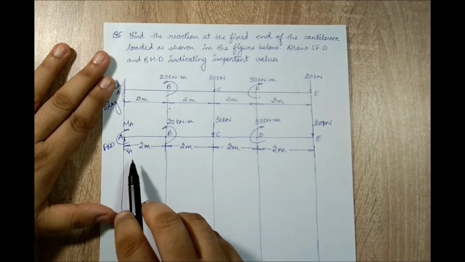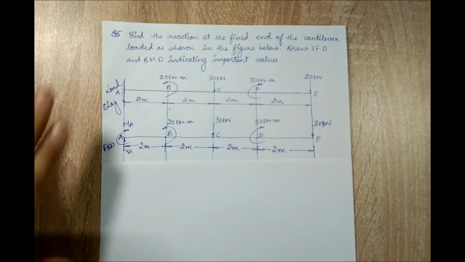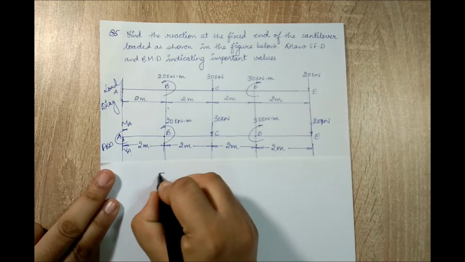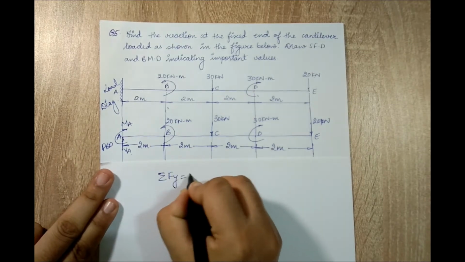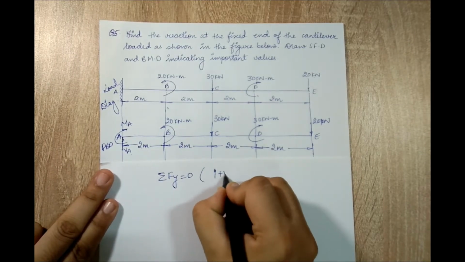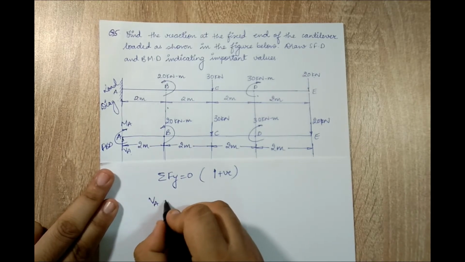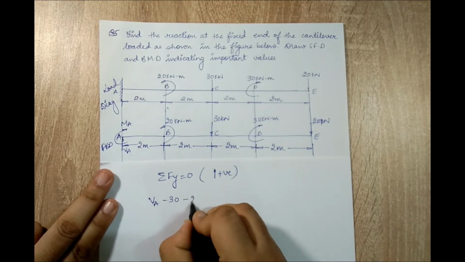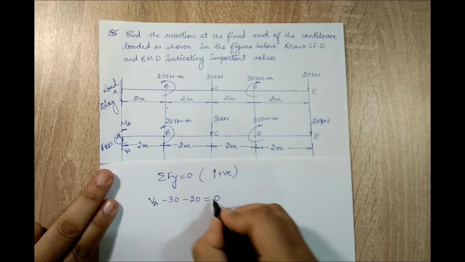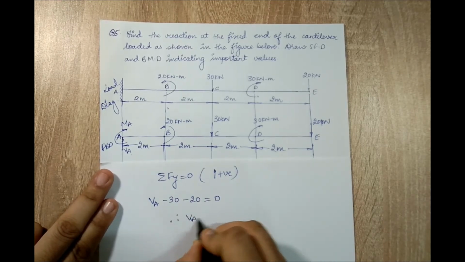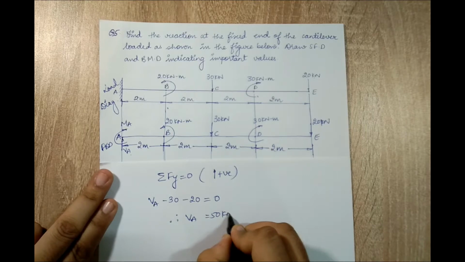I'll start calculating the value of VA and MA. I'll use the equation summation of force in y direction is 0. Upward force is positive. So I have VA going upwards, minus 30 downwards and minus 20 downwards is equal to 0. So VA is equal to 50 kilonewton.